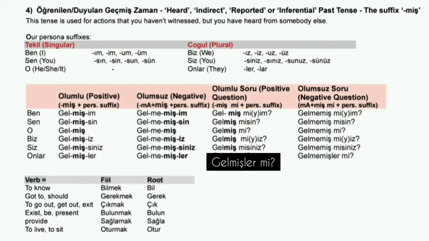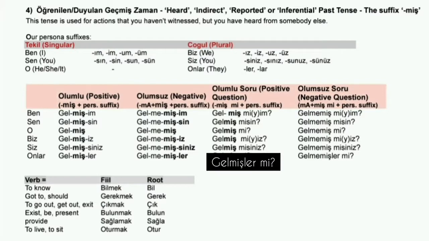Olumlu sentence. So, gelmişim. Sen gelmişsin. O gelmiş. Biz gelmişiz. Gelmişiz. When you say it quickly, gelmişiz. Siz gelmişsiniz. Onlar gelmişler.